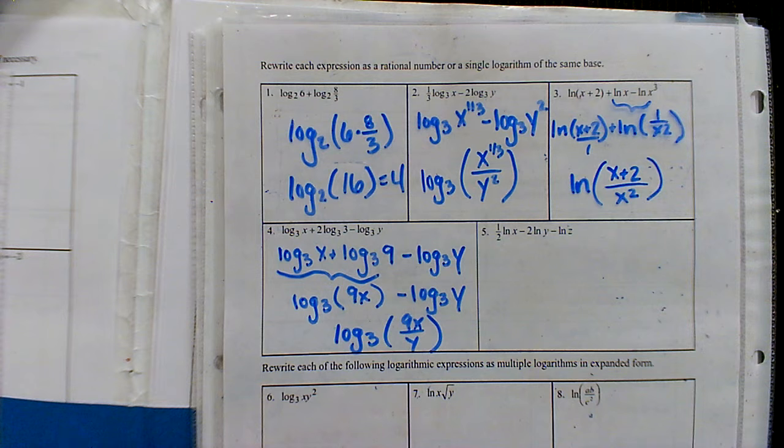Do you guys want to try the 5th one? See how you do? All right, use the properties. We got to go from 3 logs down to 1.